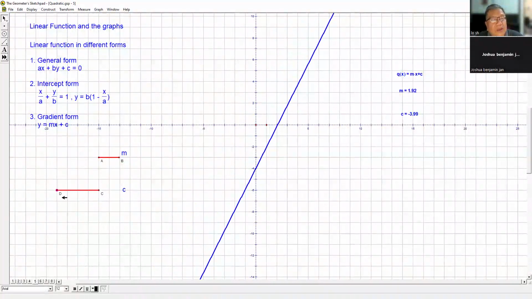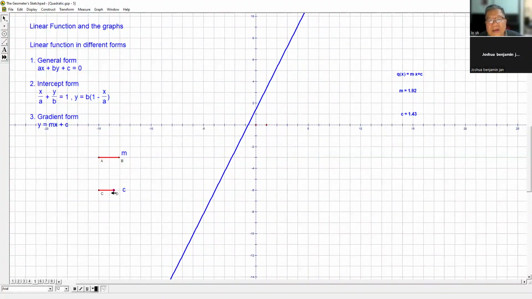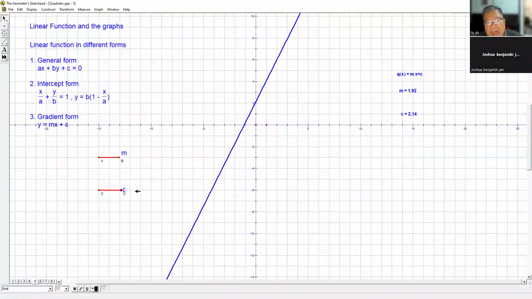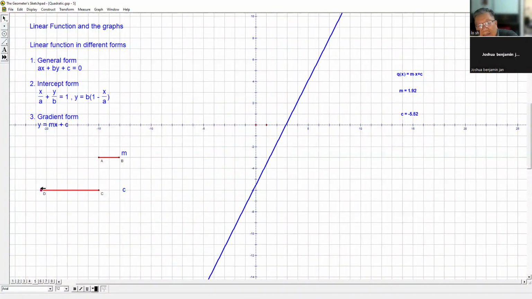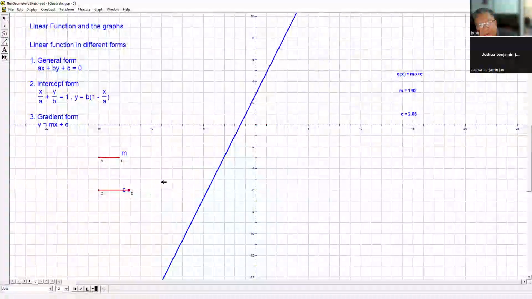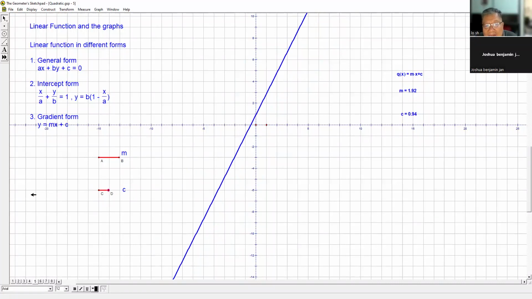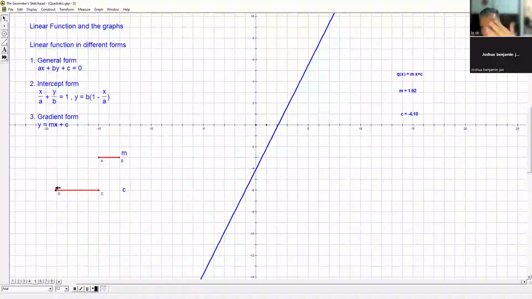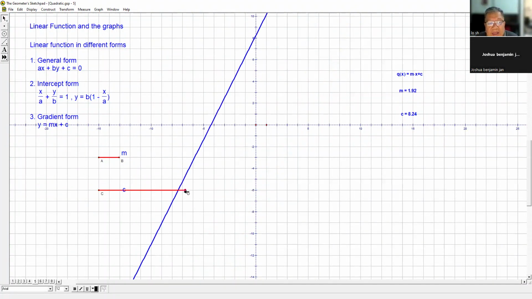Okay. So this C here controls where it cuts the y-axis. You see, I cannot change the two numbers simultaneously. So if I want to change, I only change the C. When I change the C, the lines are all parallel. The gradient didn't change. See, the gradient of the line is still the same. Only where it cuts the y-axis, the y-intercept, changes. The gradient of the line didn't change, right?